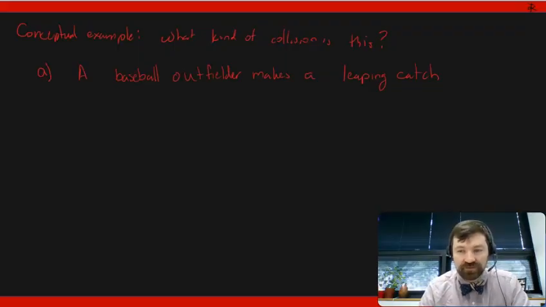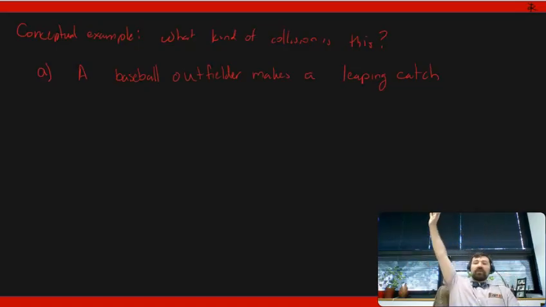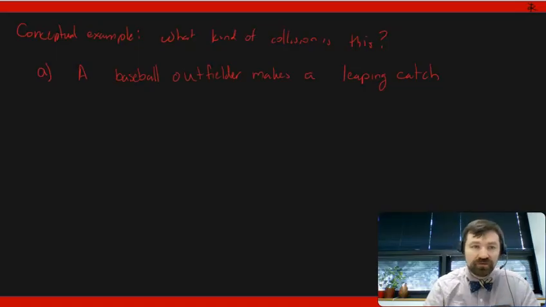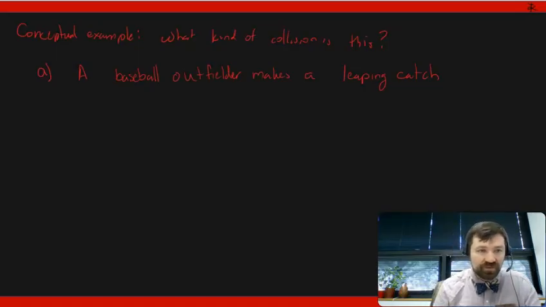For our conceptual examples in this video, I think what I'll do is just ask what kind of collision do we have for one or two types of collision. So our first one is you have a baseball outfielder making a leaping catch. So they've jumped up into the air with their hands way up and they catch the baseball in the glove.